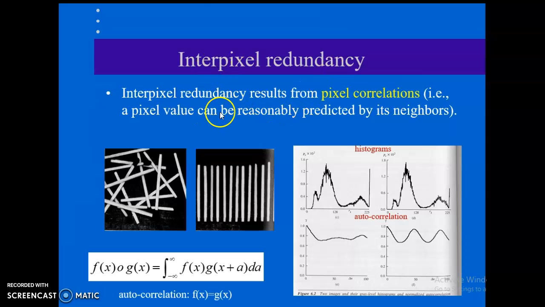Interpixel redundancy. Interpixel redundancy results from pixel correlations. That is, a pixel value can be reasonably predicted by its neighbors.